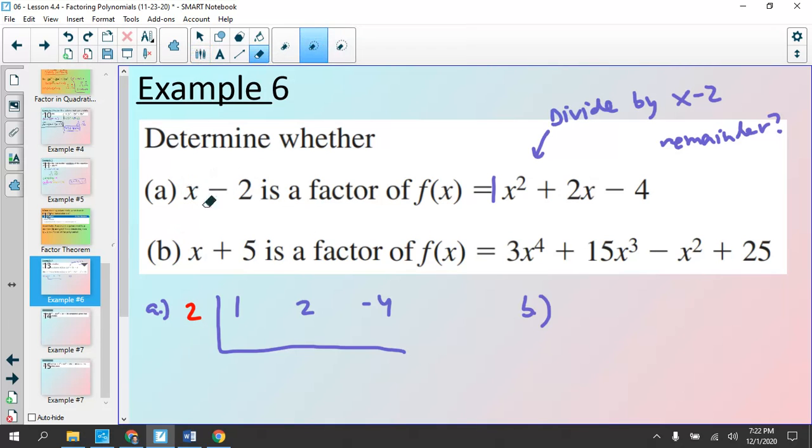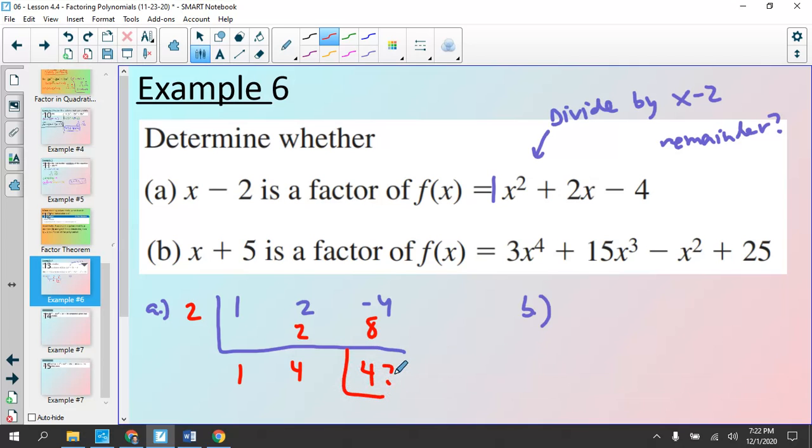So I've got to use whatever's going to make this equal to 0. I check it. I drop down the 1. Remember how this works? The 1 drops down. 2 times 1 is 2. 2 plus 2 is 4. 4 times 2 is 8. Negative 4 plus 8 is 4. You say, what? Not that we did anything wrong. It's just, no. Let's just say it's not a factor. This did not go in there evenly. Okay, and that's all it's asking.